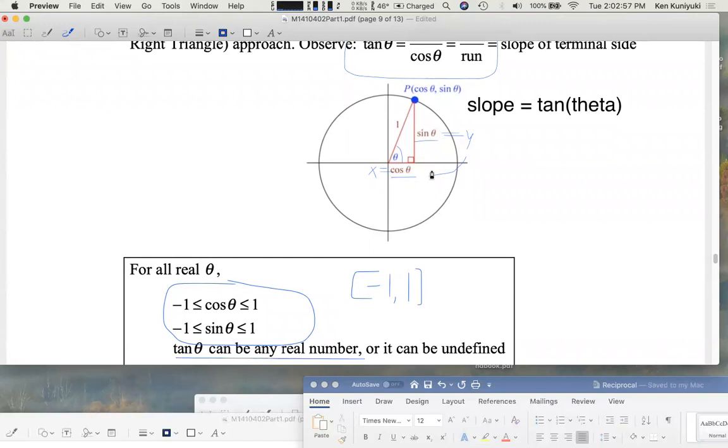Tangent can be any real number, because you can get 0, positive slopes, 1,000, 1,000,000. Slope could be negative as well. The slope is negative over here and over here. We'll talk about that. The tangent can also be undefined, like at pi over 2. The range for tangent is all real numbers. We'll talk more about range later on.